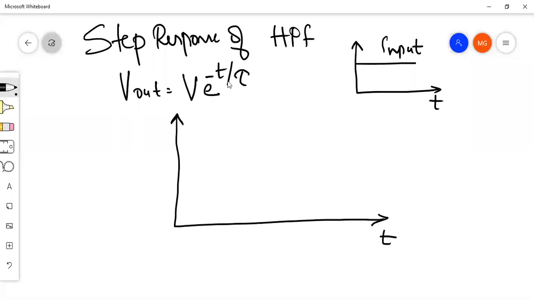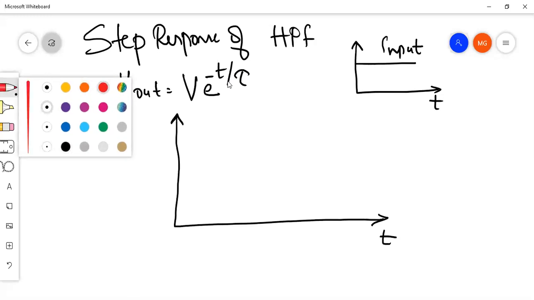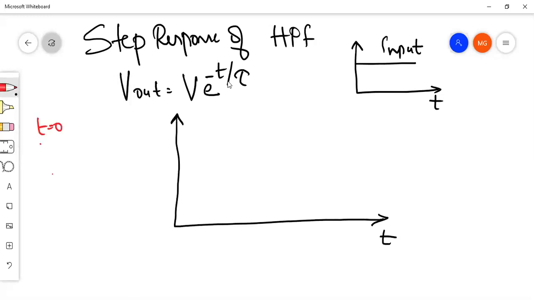Just substitute t equal to 0. So when t equal to 0, what is V output? V into E raised to minus 0. That is V. So at this point, I got it like this.